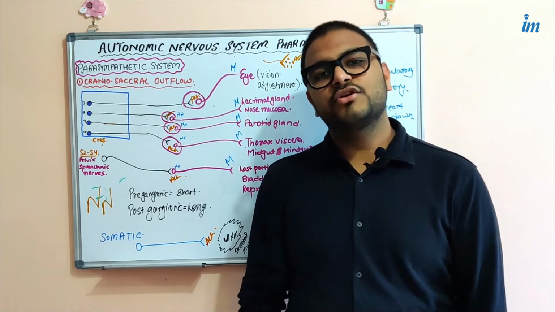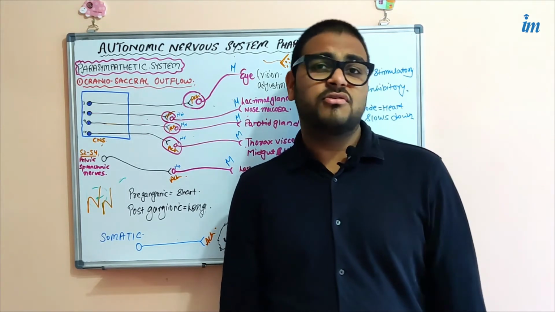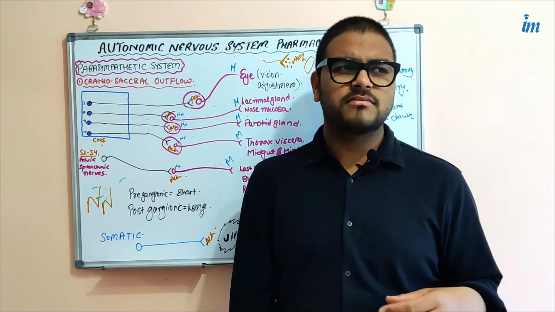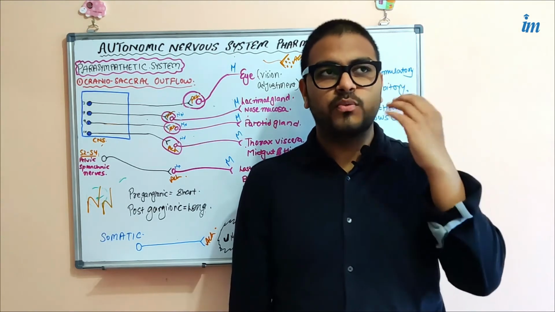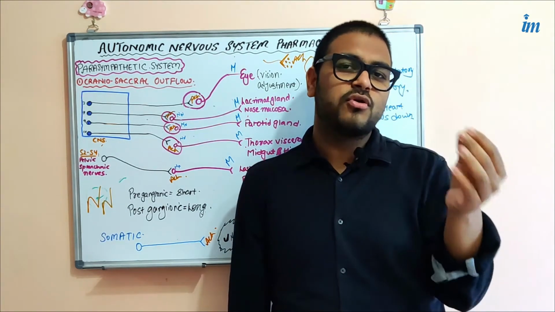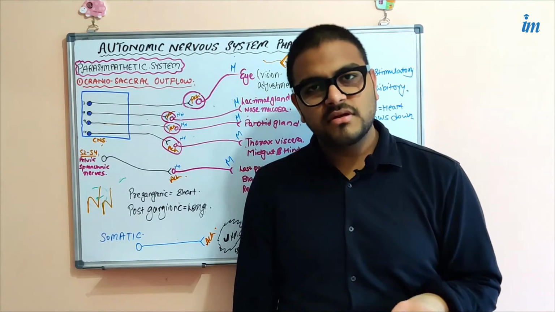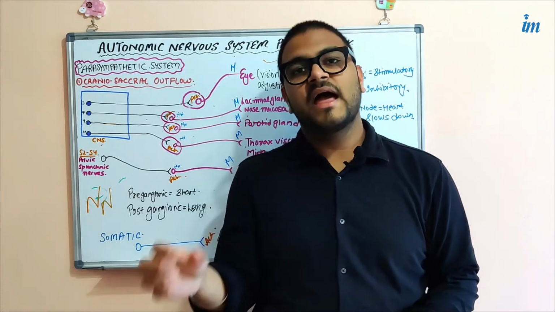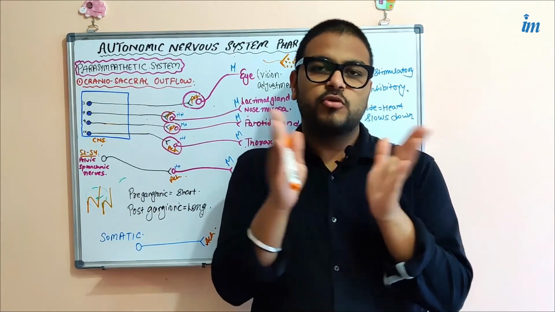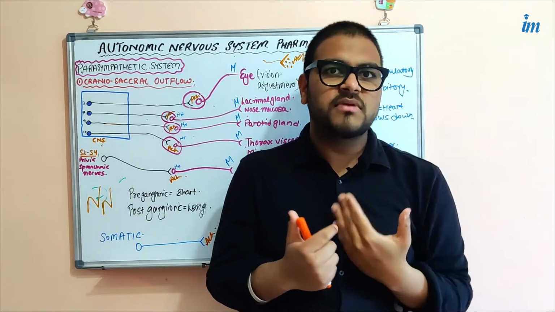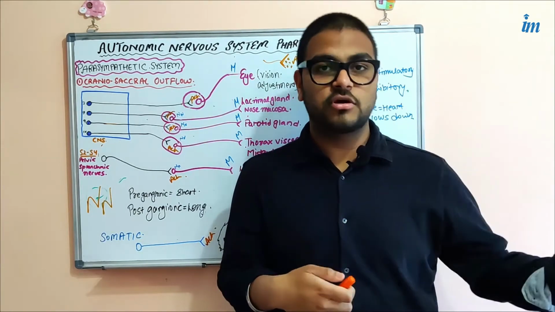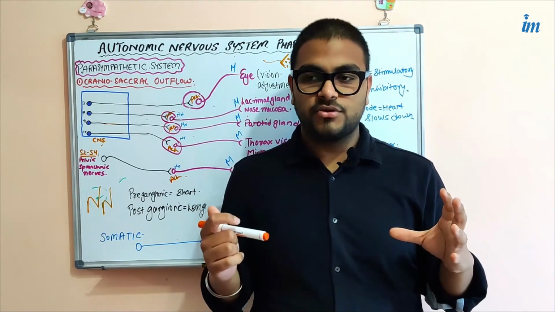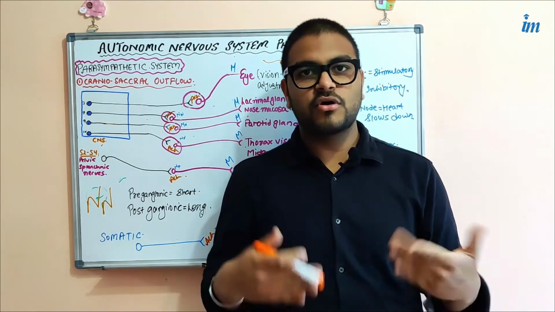In the state of rest, you are lying down on your bed and you don't want to focus your vision on some far object, so your vision is accommodated for the near object. The lens is accommodated for near vision, and there is no need for your pupil to dilate. You don't want extra light to come inside your eye, and you don't want to see any distant object, so the pupil is constricted and the lens is accommodated for near vision. That is the effect on the eye.